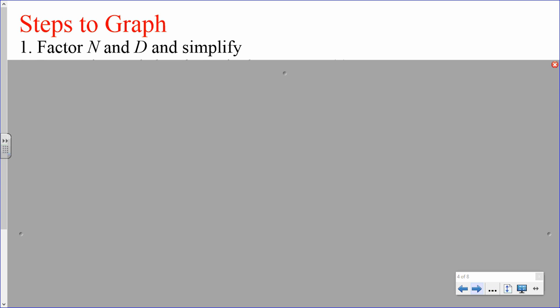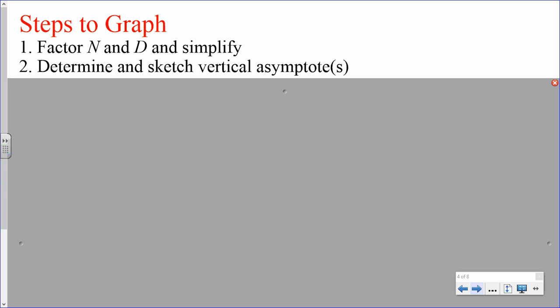First step, you need to factor the numerator and denominator and simplify if it is possible. There will be many times where you cannot simplify, and that is fine. But we need to account for the possibility that we could simplify, so we're going to see if we can. Also, by factoring, it'll help you identify a couple things. First thing is I want you to determine and sketch any vertical asymptotes that you have.